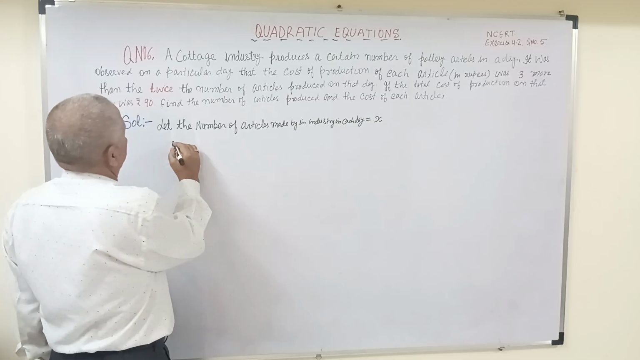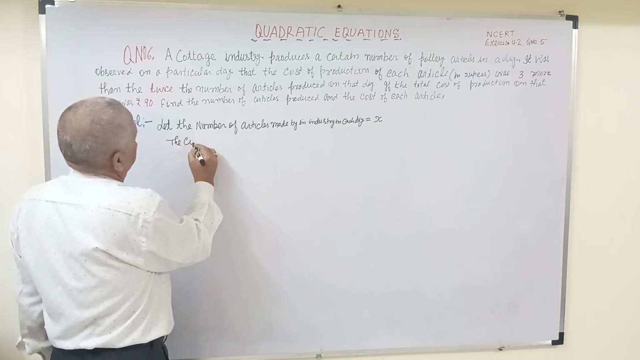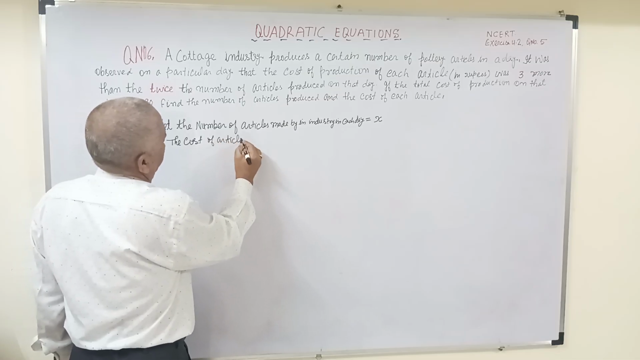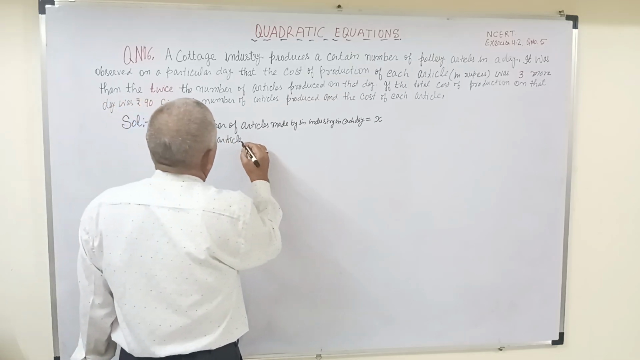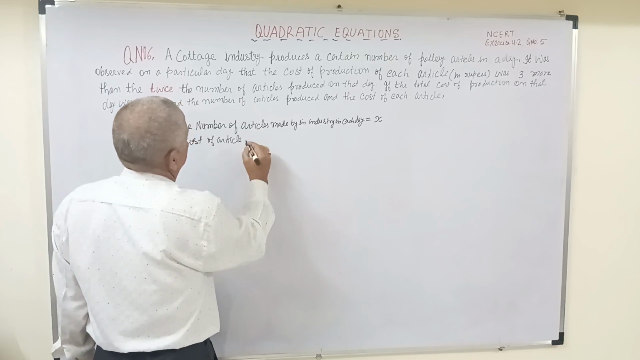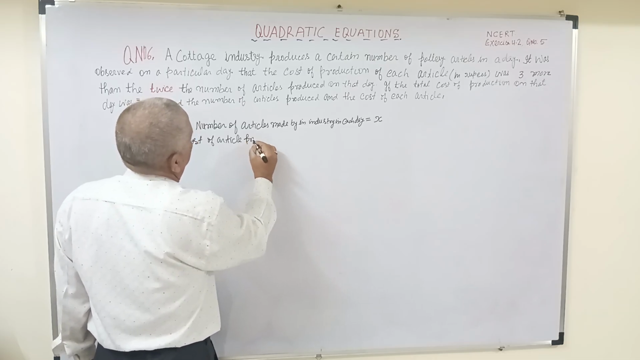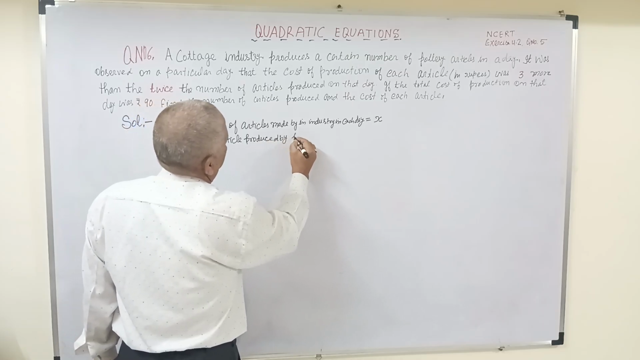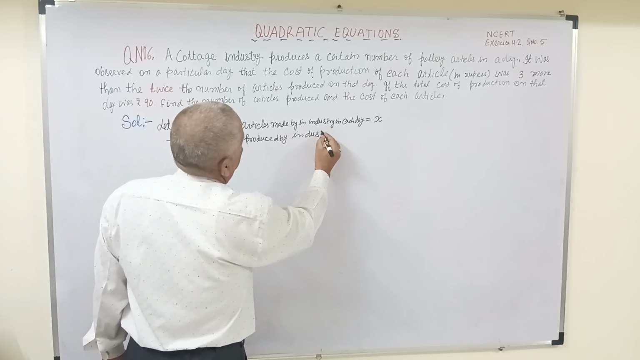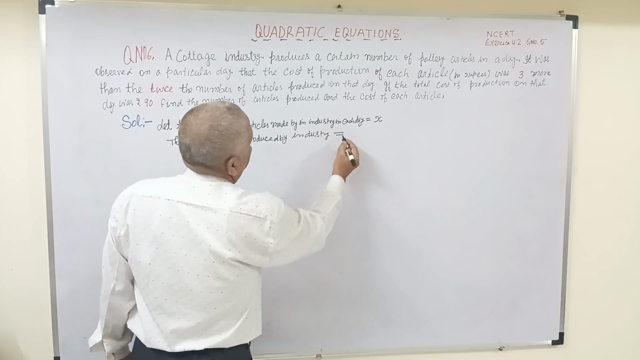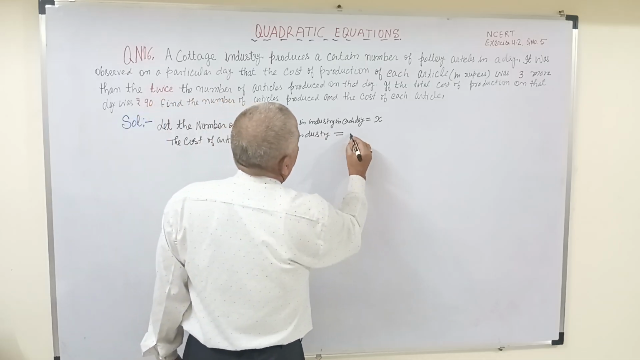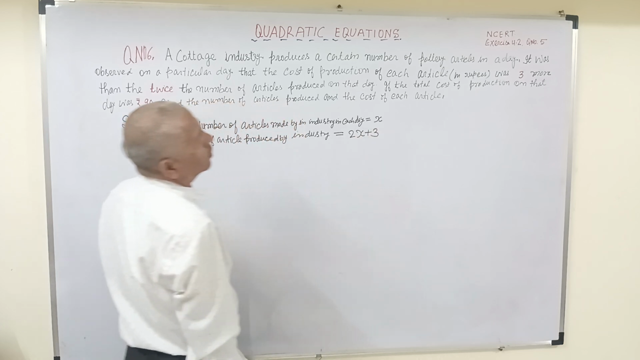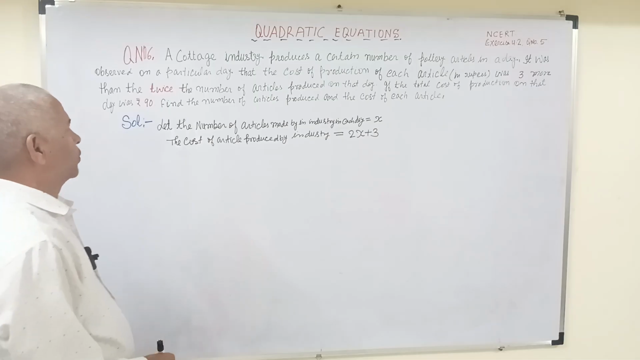The cost of article produced by industry equals to 2x plus 3. That is 2 times x, but we have to pay 3 rupees more.